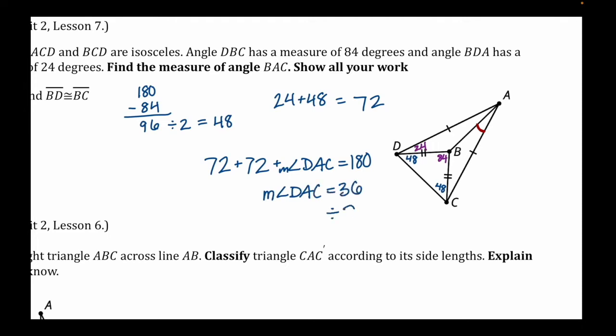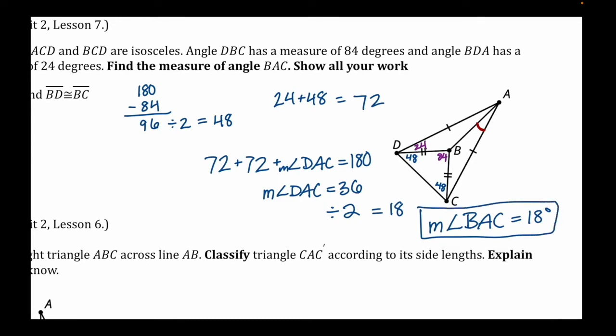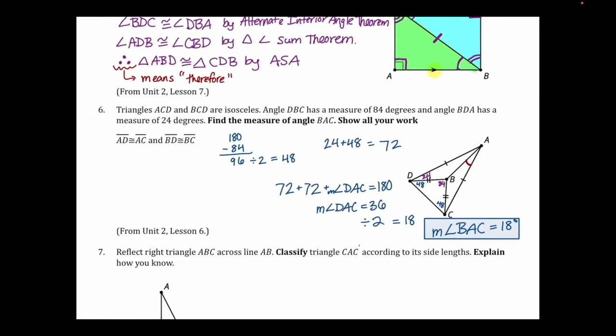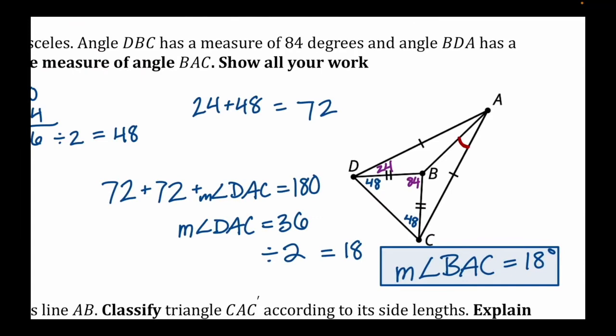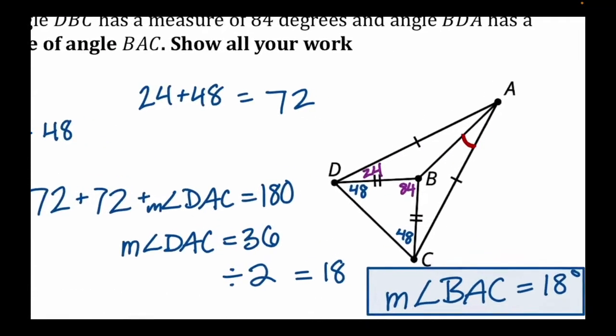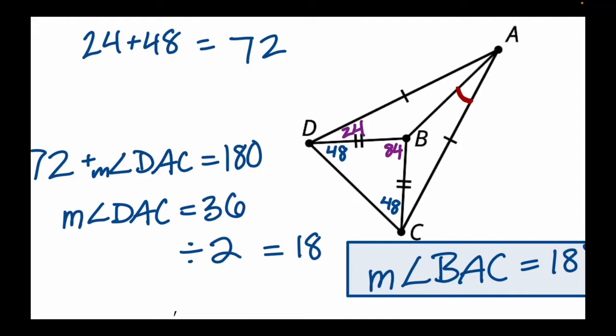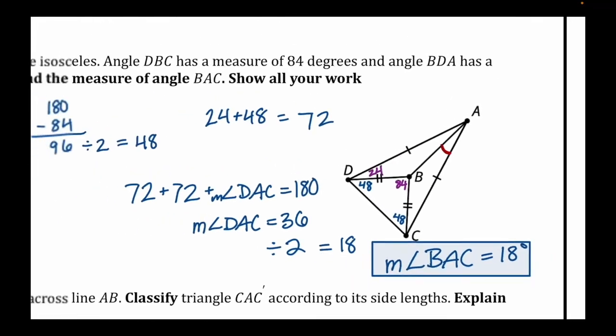But now I need to divide that by 2, and that's going to give me just BAC. So dividing that by 2 is going to give me 18. So then I can say the measure of angle BAC is 18 degrees. And there we go. So it seems a little bit disorganized, but hopefully my labels make a bit of sense. The purple is what I was given originally, the red's what I was trying to find, and the blue pieces are what I found altogether.